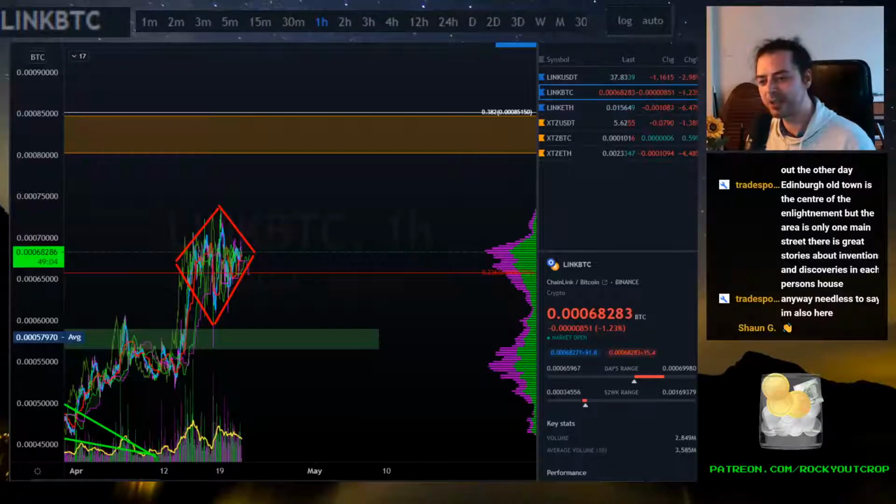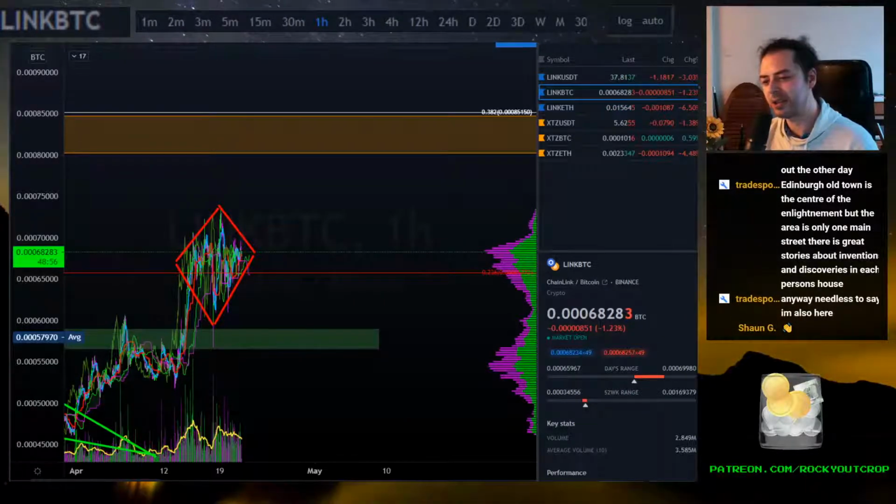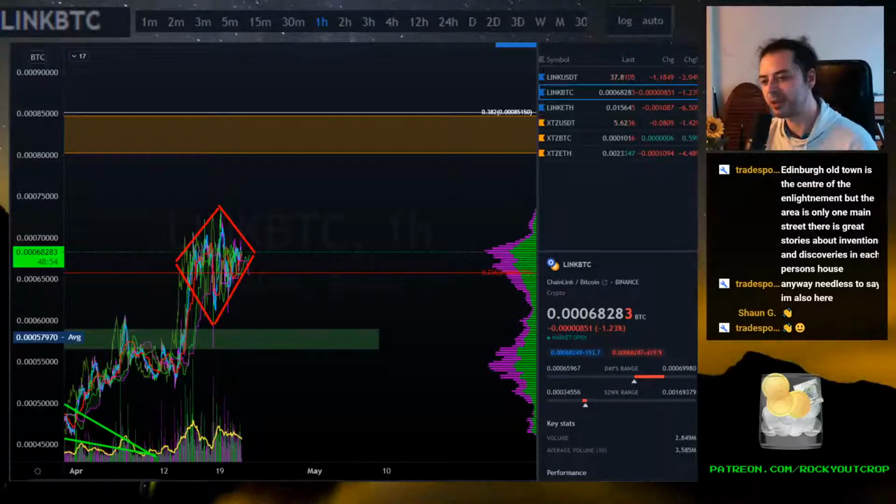Yeah, cool. What do we see here? Edinburgh Old Town is the center of the Enlightenment, but the area is only one main street. There is great stories about inventions and discoveries in each person's house.